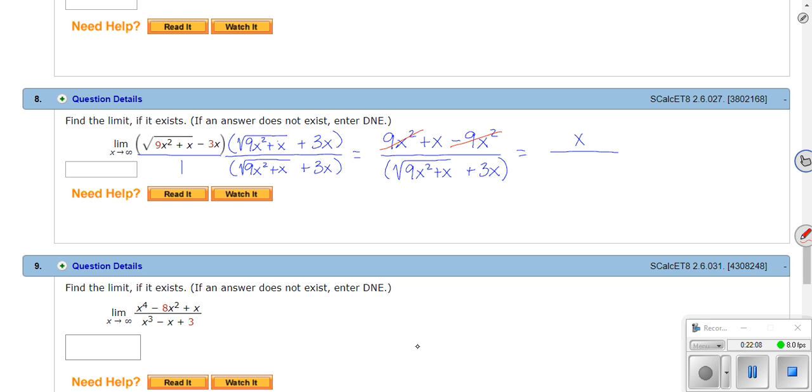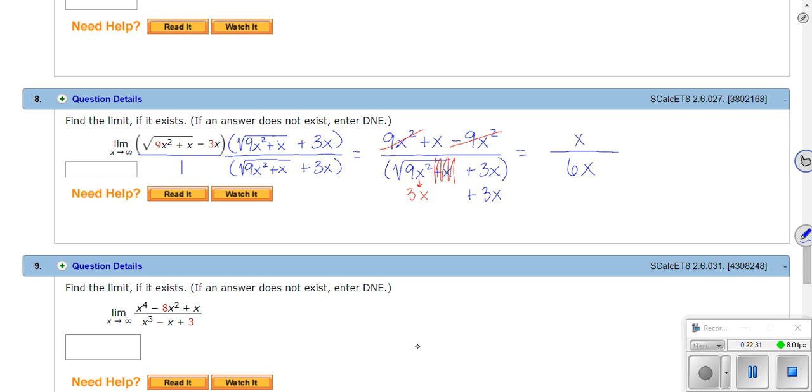So once again, I'm going to say this part doesn't really matter. If I take the square root of 9x squared, what do I come out with? I come out with 3x. Would you all agree to that? So if I take the square root of 9x squared, I get 3x. Well, 3x plus 3x is going to leave me with 6x down here.